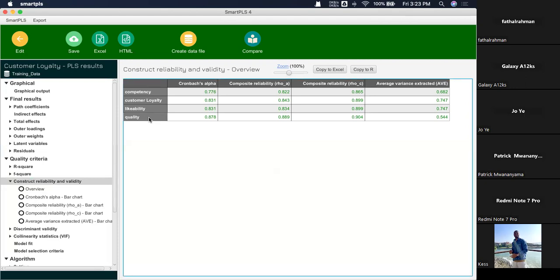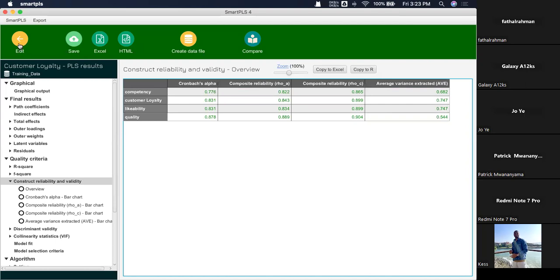It's having 2 of 8 indicators with loadings lower than 0.7. For us to consider whether to delete those indicators, we need to look at the composite reliability for the quality construct. The composite reliability here is 0.889, and the average variance extracted is 0.544. Note these 2 figures somewhere, because you're not going to see them again soon.